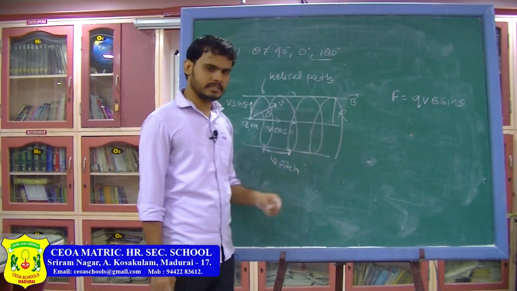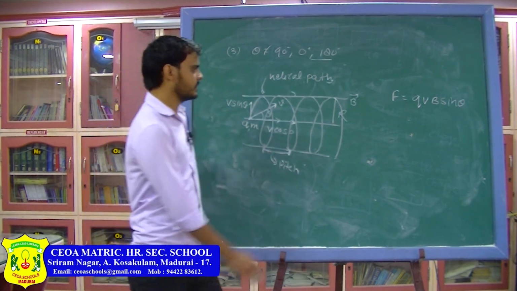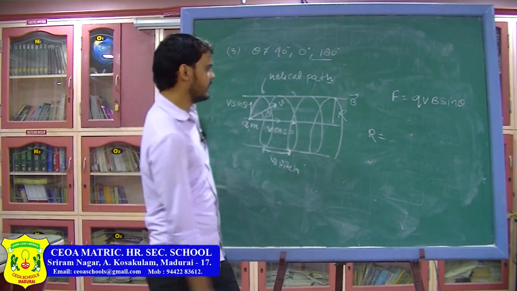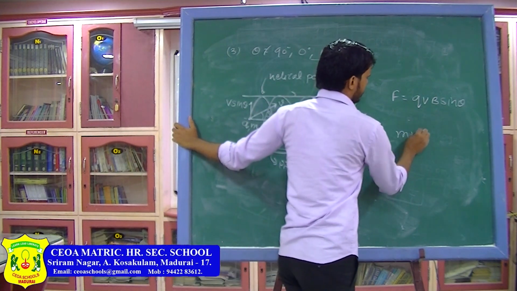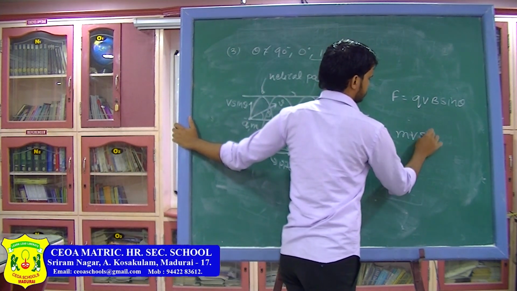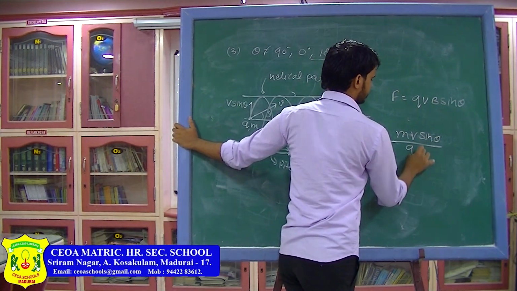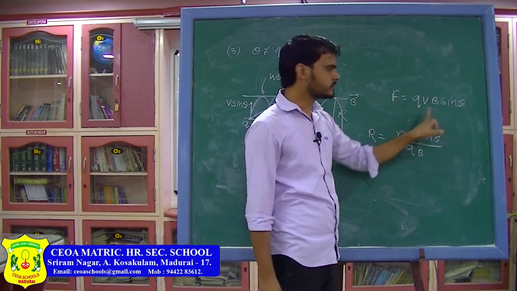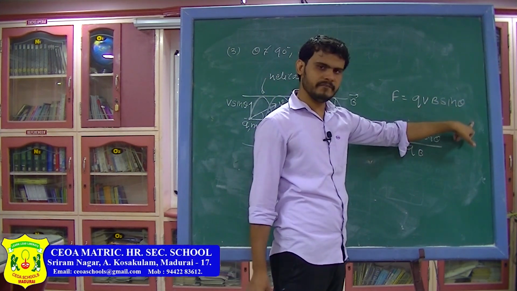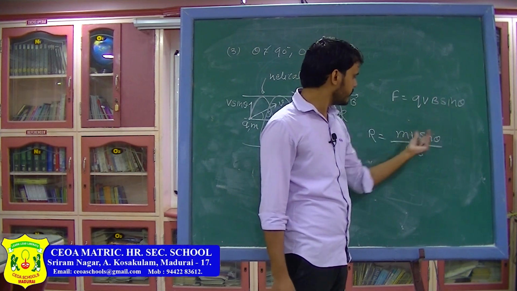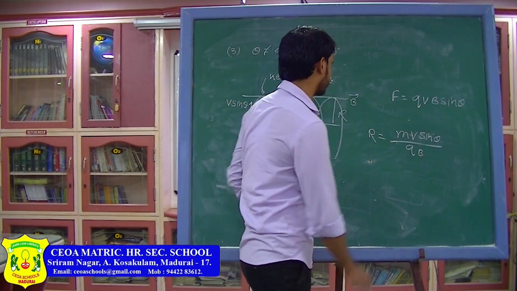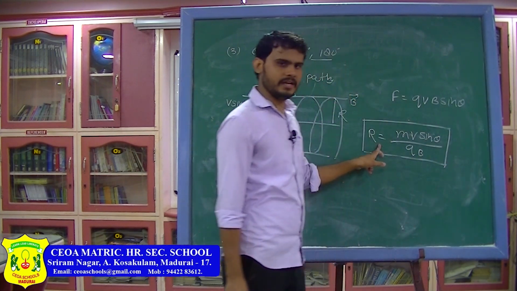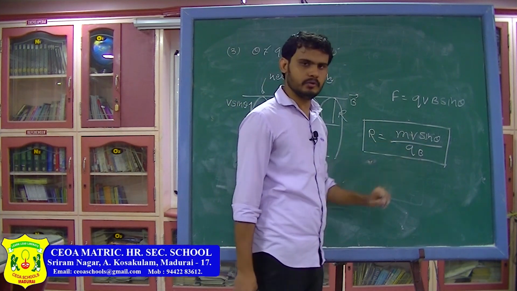Now I told you that the particle is moving in a circle. So the radius of the helix will be given as mv sin theta divided by qB. You can also get this because the force is the centripetal force, so qvB sin theta equals mv square by r, and from that you get mv sin theta divided by qB. So this is the radius of the helix.